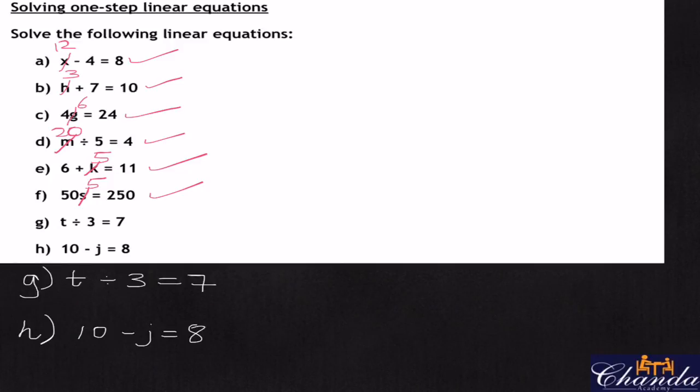Okay, so we have G: t divided by 3 equals 7. Now, again, taking the divided by 3 over to the other side makes it a times, so t equals 7 times 3, which is equal to 21. And if we were to replace it again, 21 divided by 3 is in fact 7.